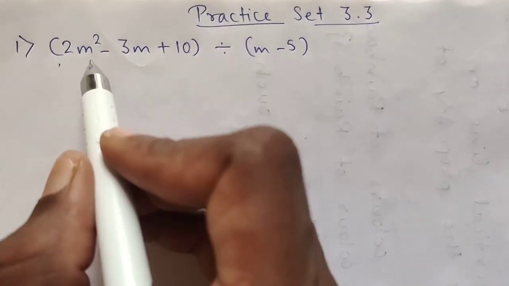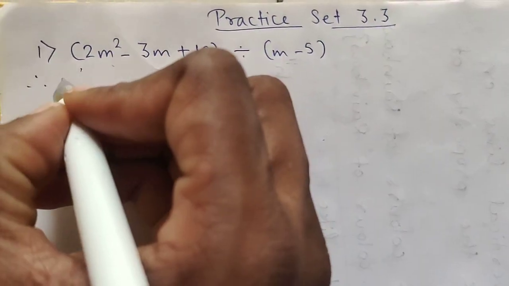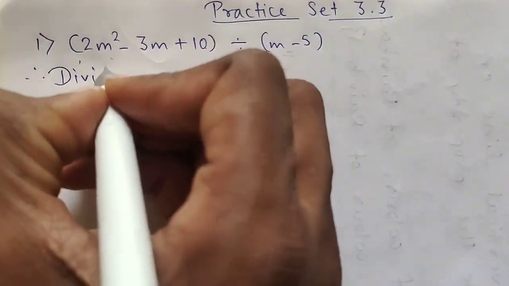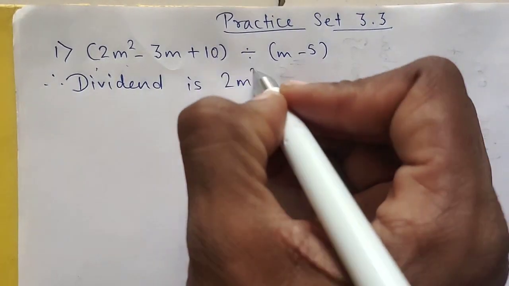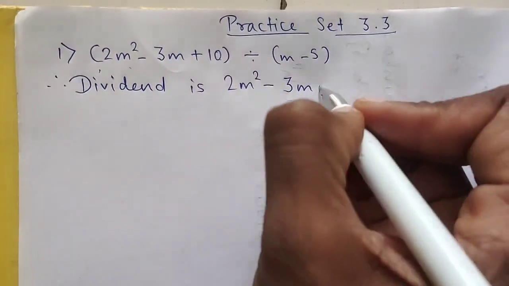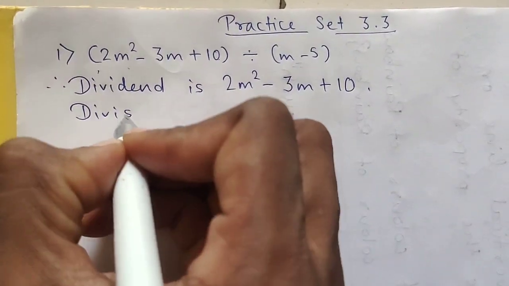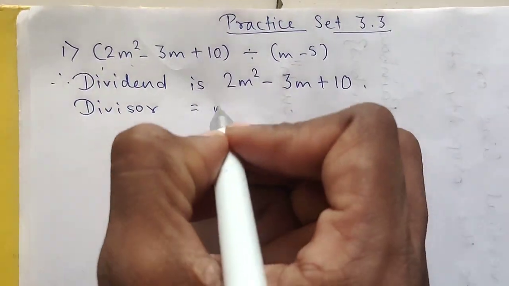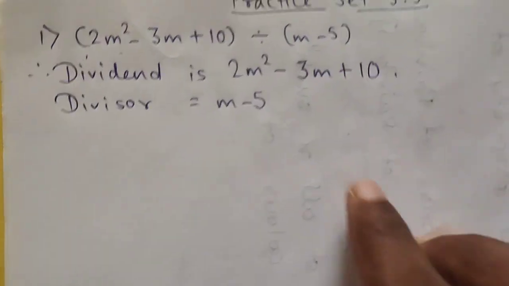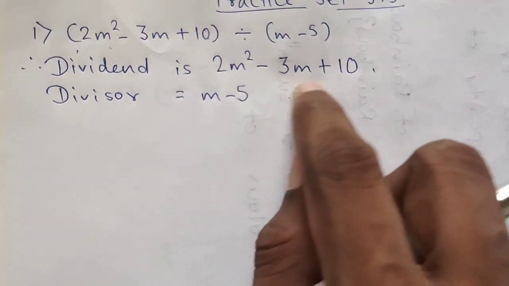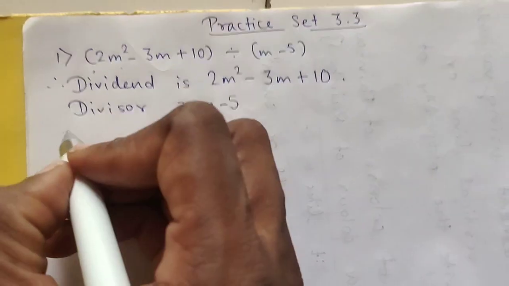See, this is what? Dividend, and this is what? Divisor. So let us write that dividend is 2m square minus 3m plus 10. And what is your divisor? Divisor is what? M minus 5. Okay. First what we are going to do? We are going to write coefficient form of dividend. So let us do that.